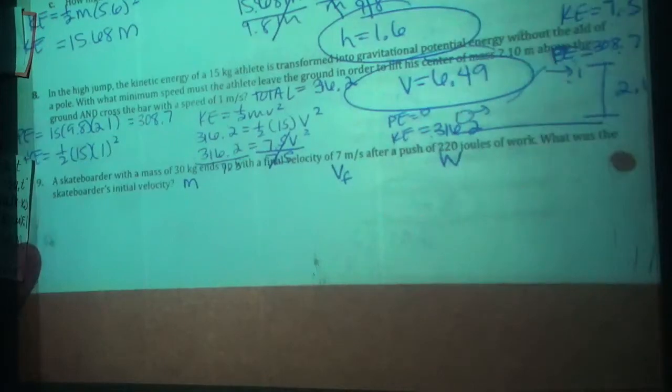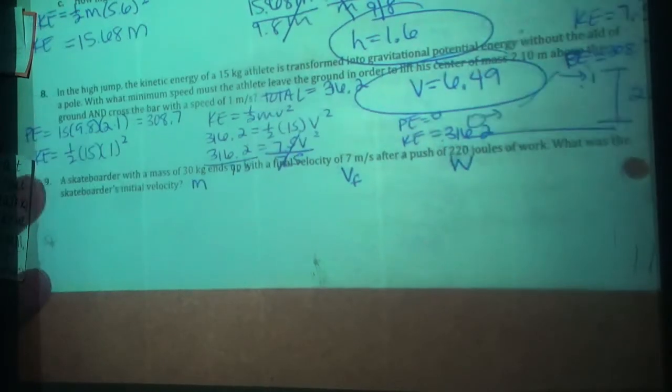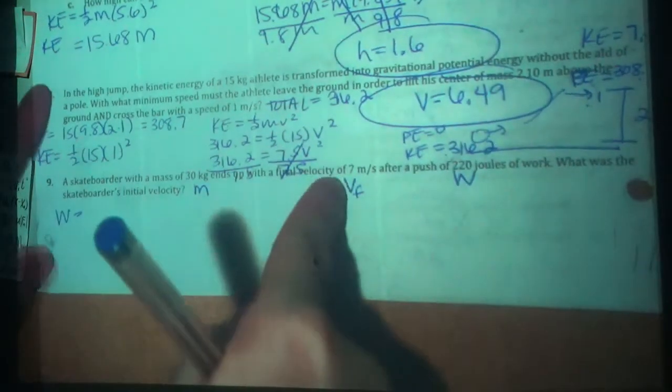A skateboarder has a mass of 30, ends up with a final velocity of 7, and after 220 joules of work, what was the initial velocity? So we have 3 equations for work: FD, change in potential, and change in kinetic. Because I'm looking for initial velocity and I have final velocity, that tells me I'm going to use the change in kinetic energy. Change is always final minus the initial.